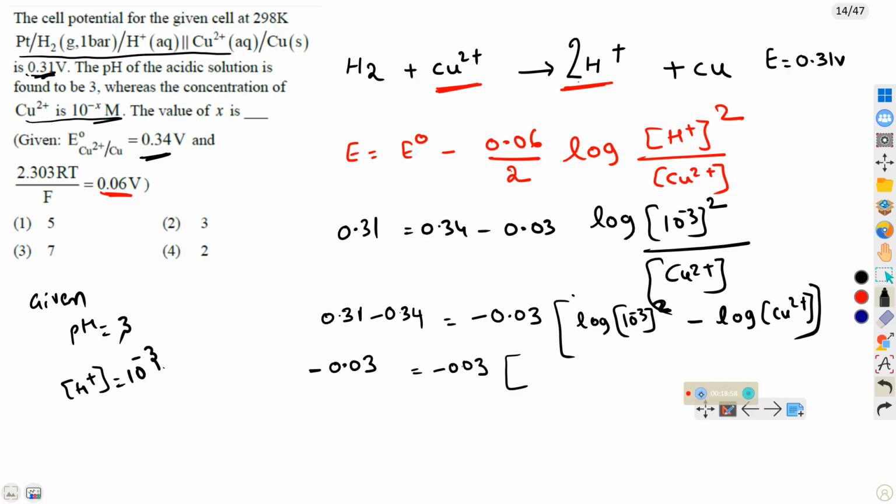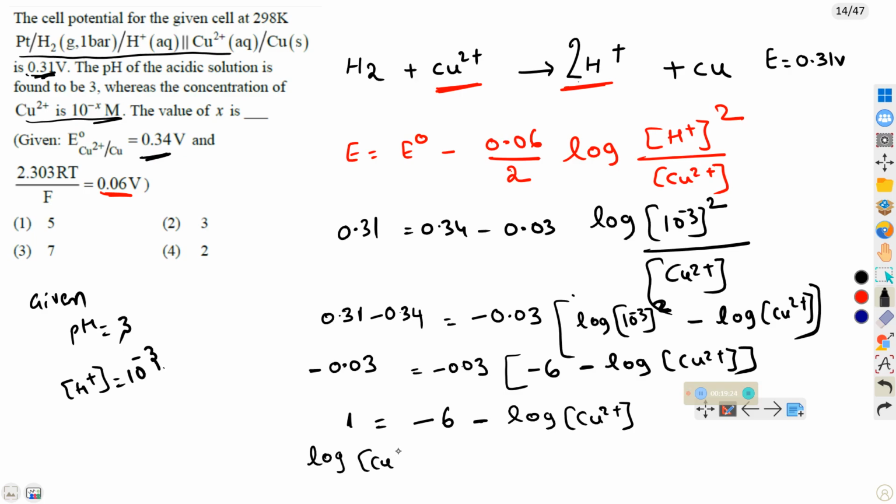The value is minus 6 minus log of Cu2+ ion concentration. Now simplify. Minus 0.03, this is 1, is equal to minus 6 minus log of Cu2+ ion concentration. Then log of Cu2+ ion concentration is equal to minus 7. Cu2+ ion concentration is equal to 10 power minus 7.